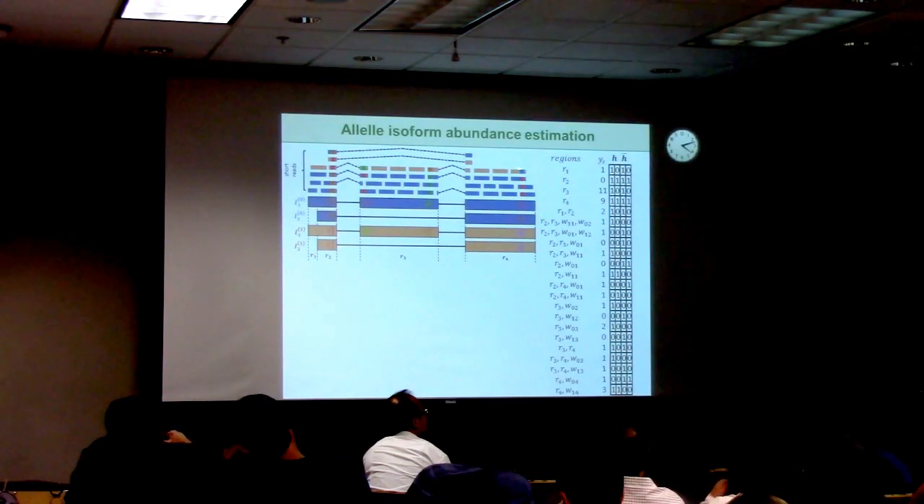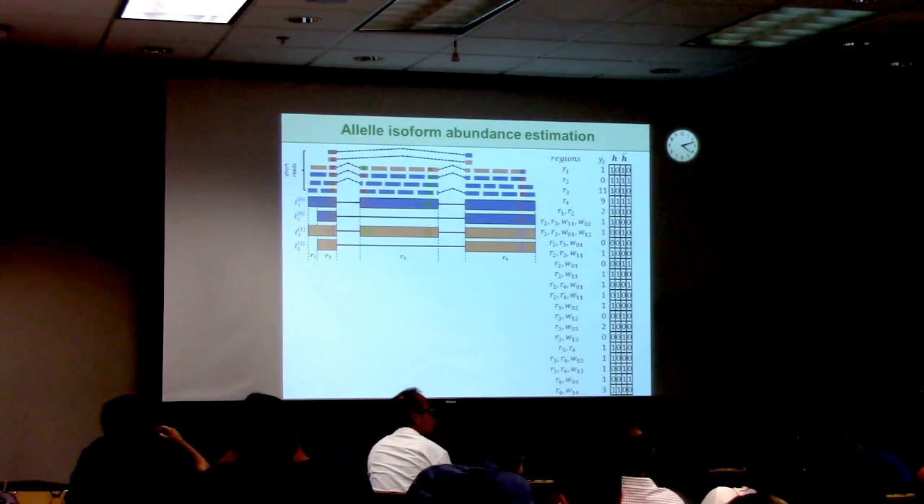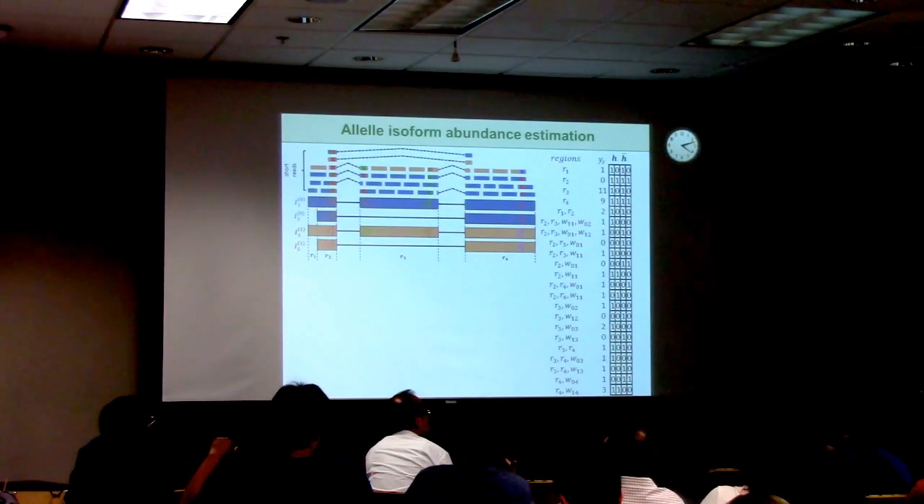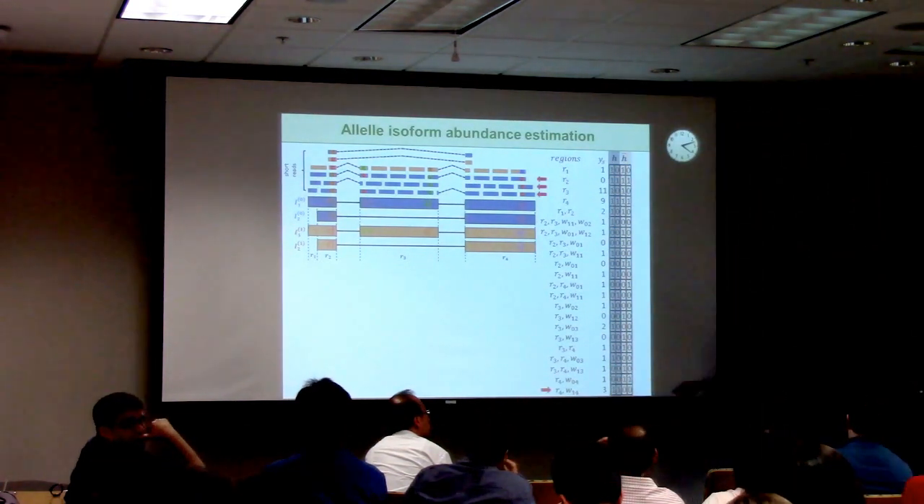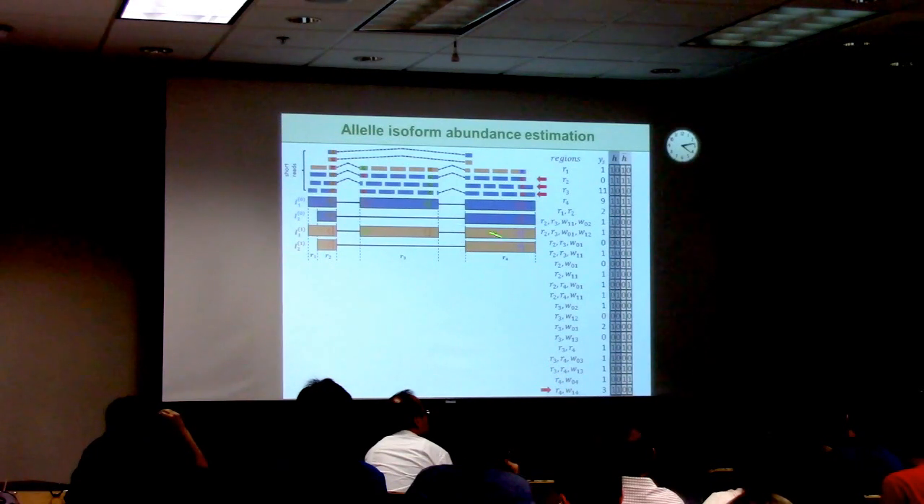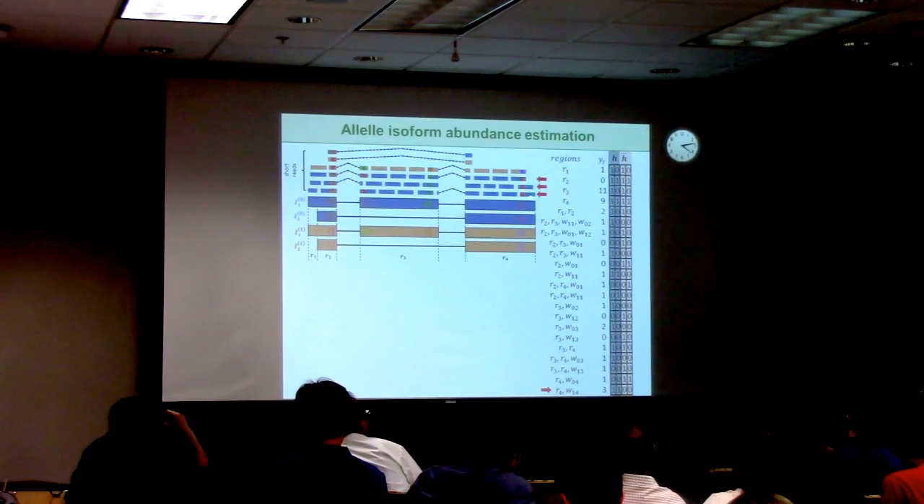In this example, we have 4 SNP positions, and then we label the regions by the isoform and also the haplotype. Because you have 2 isoforms here and 2 haplotypes, you use 4 indices to label it. Let's take this as an example. This R4W14 shows that in region 4, this is the 4th exon, we have A or C here. We have 3 reads supporting C, so the value is 3 here, and then we have 1 read supporting A, so the value here is 1.